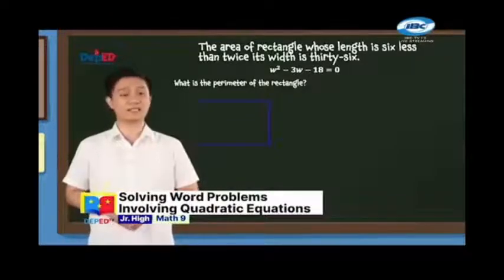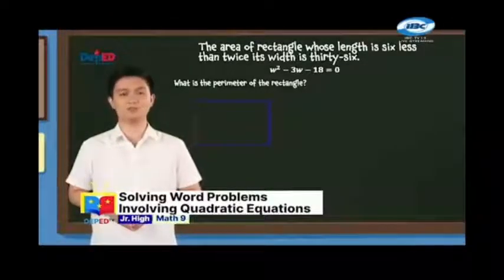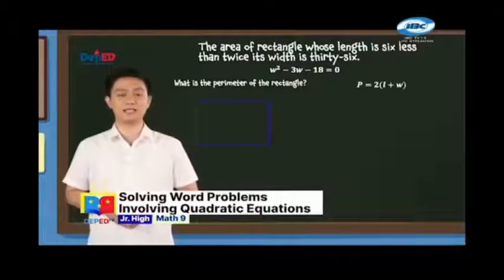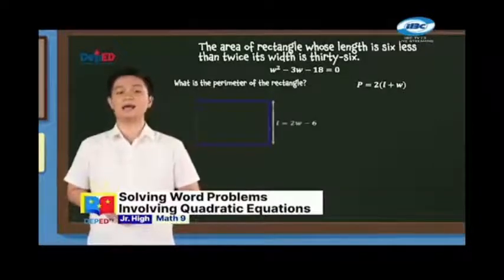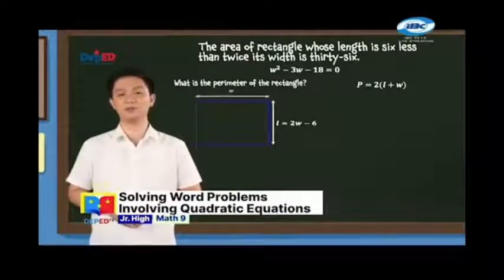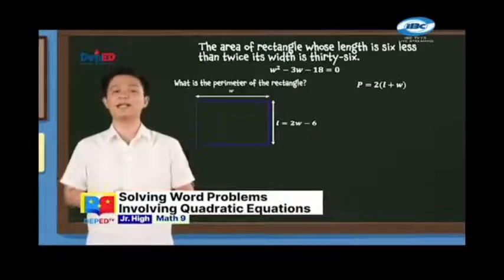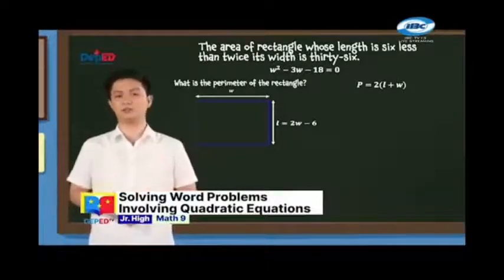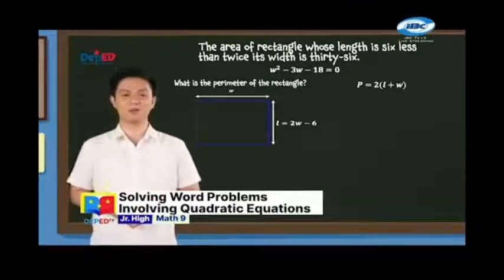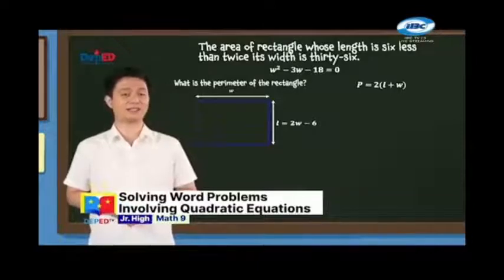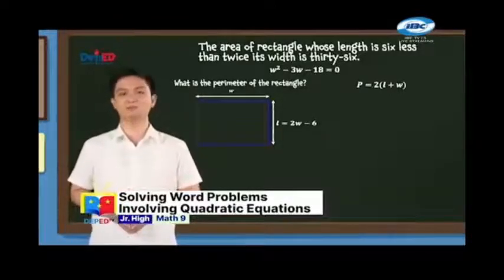The perimeter of a rectangle is computed using this formula: P is equal to twice the sum of the length and the width, where P is the perimeter of the rectangle, L is its length, and W is its width. So this implies we have to determine the length and the width of the rectangle. And we can do so by solving the equation w squared minus 3w minus 18 equals 0, where w represents the width.